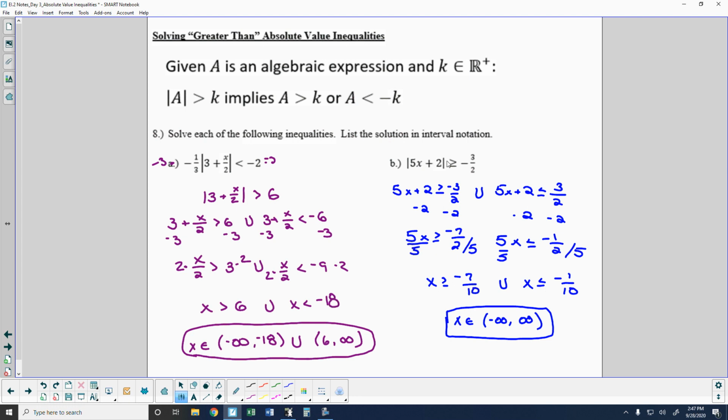Well, that makes sense that any number works because this expression says that it's greater than or equal to a negative number. So it doesn't matter what I put in there for x, it's going to come out as a positive number, and positive numbers are always greater than negative numbers. So you don't necessarily have to do the work for all of this. If we get an absolute value that is greater than or equal to a negative expression, it's always going to be all real numbers, or from negative infinity to infinity.